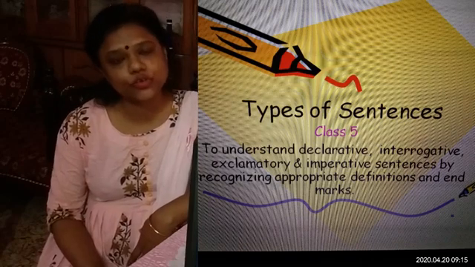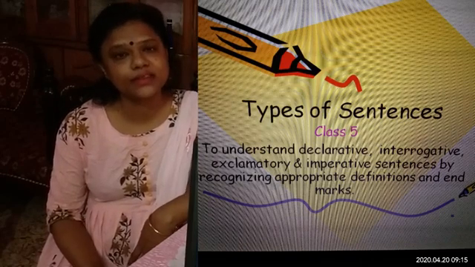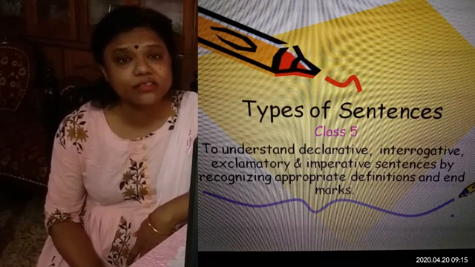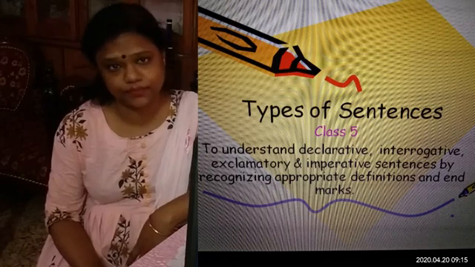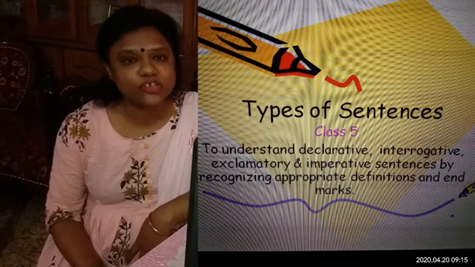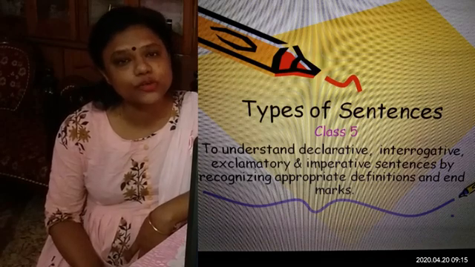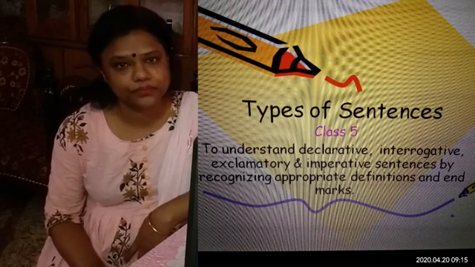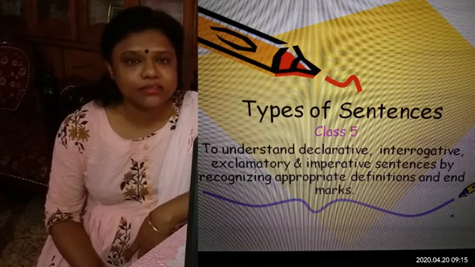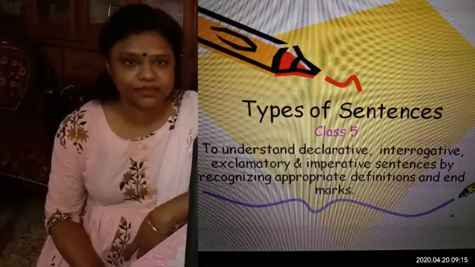So before that we should know what is a sentence. A sentence is a group of words which makes a complete sense. Complete sense means it should be meaningful, it should be written in a proper arranged manner, and it should end with a suitable mark. Now we will see its kinds through the slides.